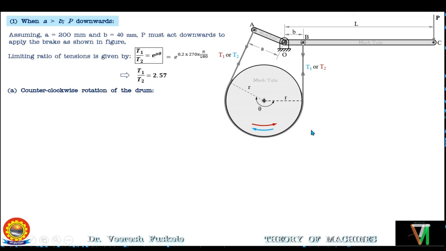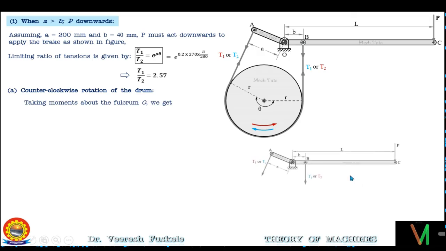So if the drum is rotating in the counterclockwise direction, then this side of the band will be the tight side and this side of the band will be the slack side. Tight side will be having tension T1 and slack side will be having tension T2. This can be identified by the red color. Now, as per our method, let's take moment about the fulcrum point O.